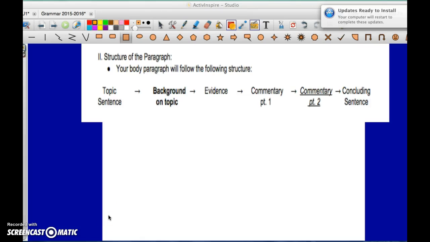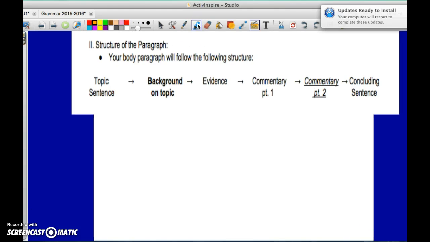Hey, 8th grade. Today you're going to be listening to me talk about the structure of this paragraph that you're going to be writing. There are a couple of new pieces, so that's why I want to make sure to go over these new pieces and kind of review all in general. The first new piece is the background on the topic, and the second new piece is the commentary, part 2. So I'm going to go through and break down each part.